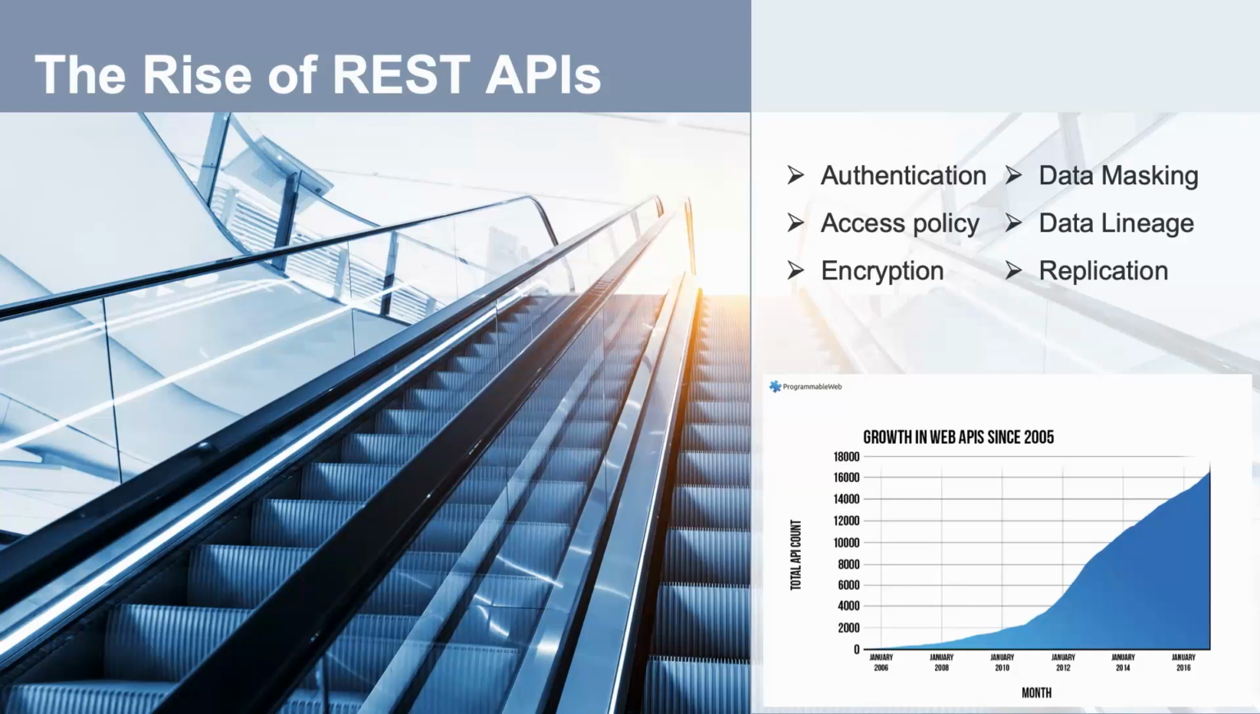The graph down in the bottom I think is great because it shows, this is from Programmable Web, and what this shows is a massive shift, a massive explosion in the world of public and private APIs. 20,000 public APIs and over 100,000 private APIs, and that number just continues to grow.